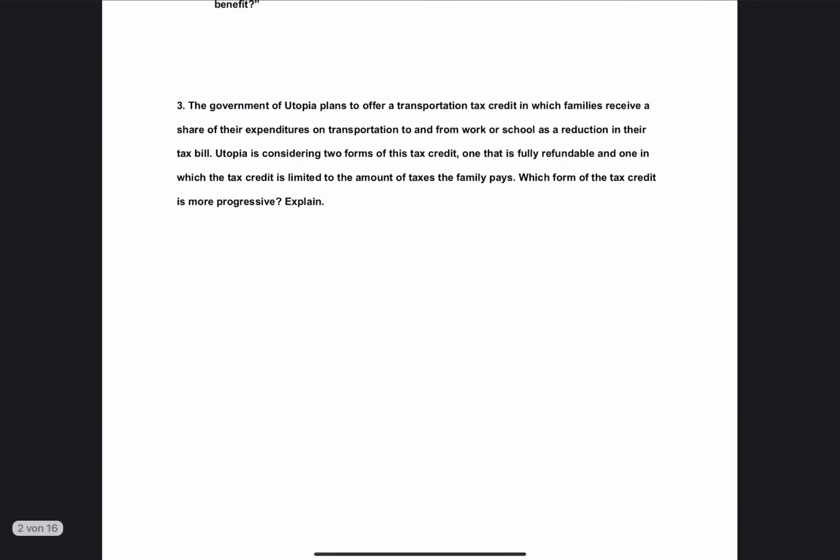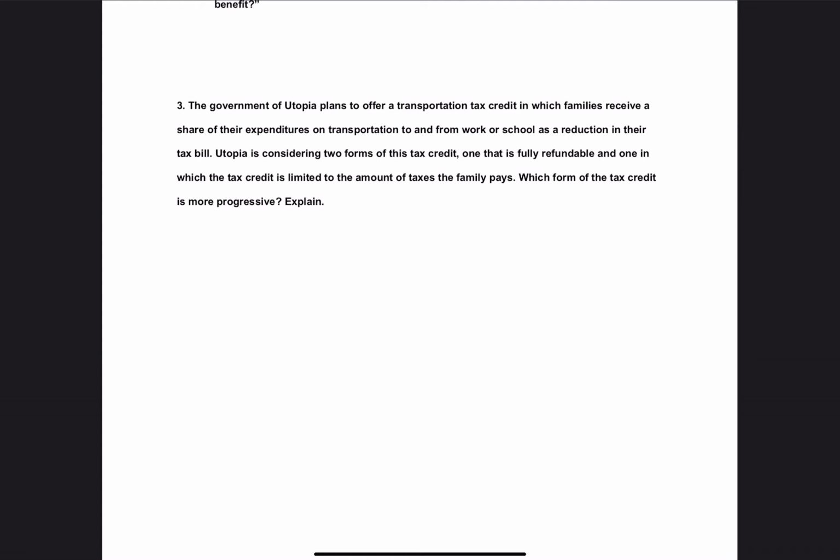So the government of Utopia plans to offer a transportation tax credit in which families receive a share of their expenditures on transportation to and from work or school as a reduction in their tax bill. If you're familiar with this in Germany, this is related to the Pendlerpauschale. So Utopia is considering two forms of this tax credit. One that is fully refundable, and one in which the tax credit is limited to the amount of taxes the family pays. Which form of the tax credit is more progressive? Explain.